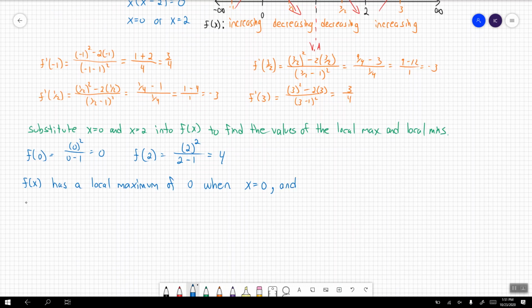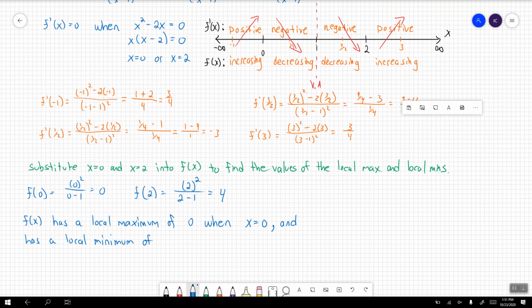And f of x has a local minimum of, according to the first derivative, local minimum occurs when x is equal to 2, but that value of the minimum was 4. So it has a local minimum of 4 when x is equal to 2.